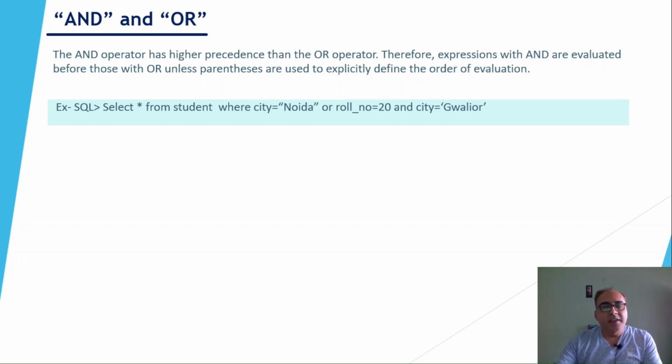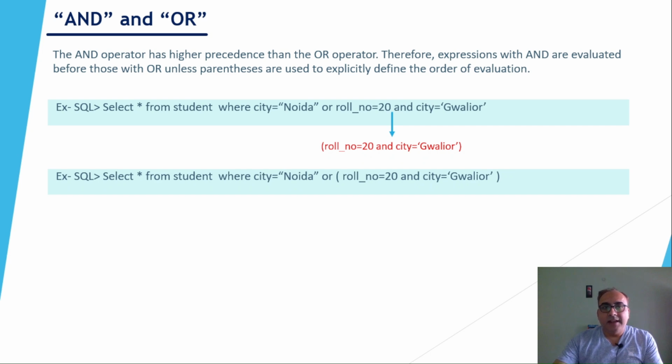Since AND has higher precedence, it will be executed like this. The brackets will be applied first around roll number 20 and city is equal to Gwalior. So the entire query will be translated like this: SELECT * FROM student WHERE city = 'Noida' OR (roll number = 20 AND city = 'Gwalior'). It's always good to specify brackets in our query, but if brackets are not specified, then the system will give higher precedence to the AND operator.